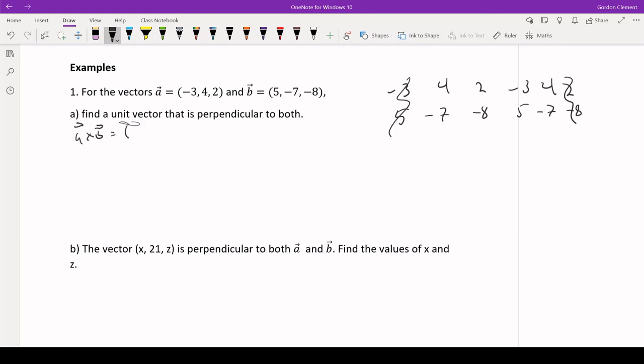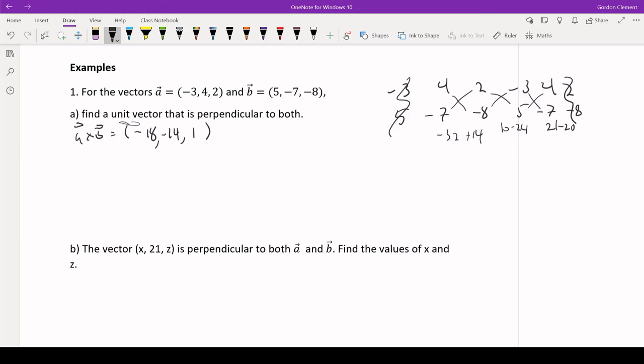A cross B is, and we just have to be really careful with the negatives involved in this one, so this is where it gets a bit tricky. So negative 32 subtract negative 14, so really adding 14. So that's going to be negative 18. Next one is 10 subtract positive 24, because of the two negatives there, so that'll be negative 14. And then the last one, positive 21 subtract positive 20, so 1 there. And so that's what I got for the cross product.